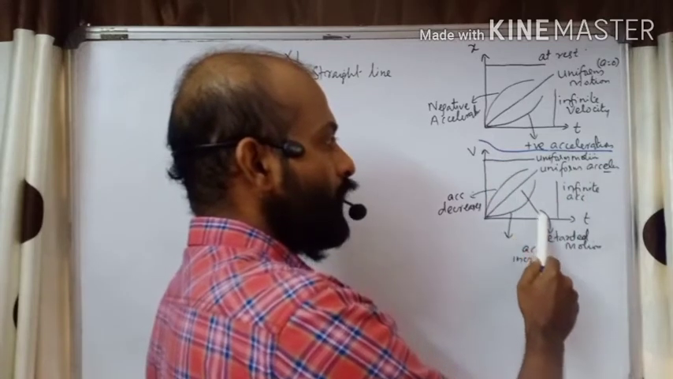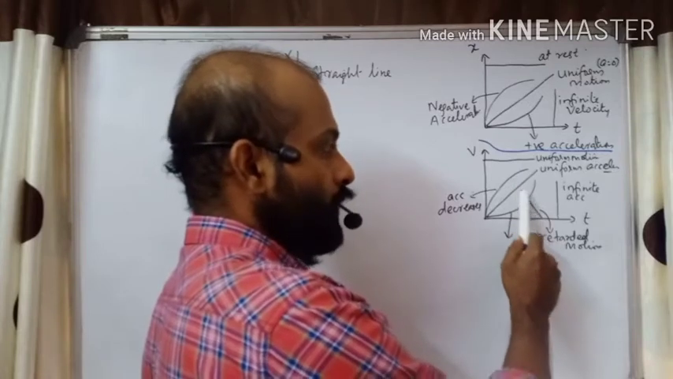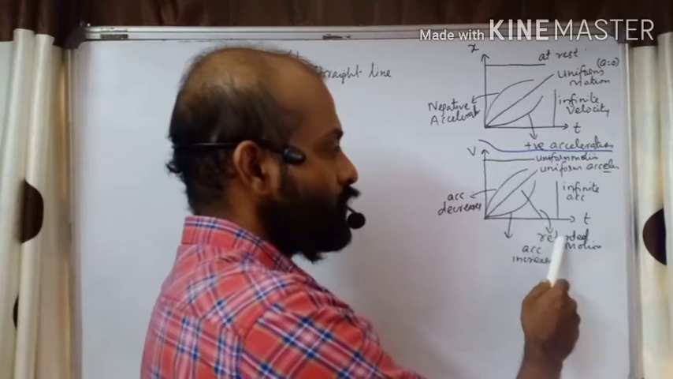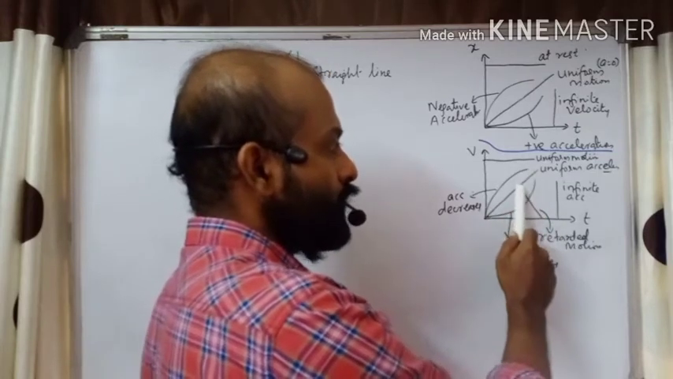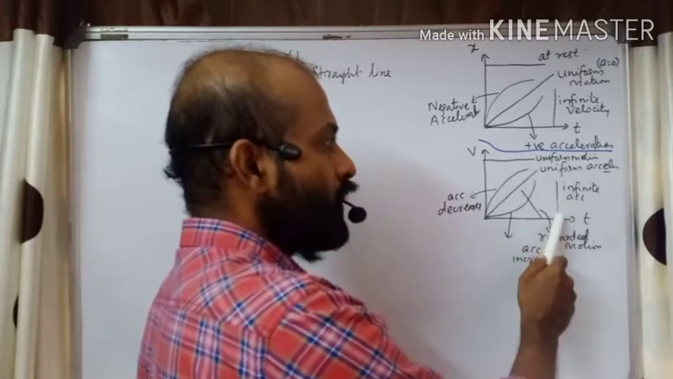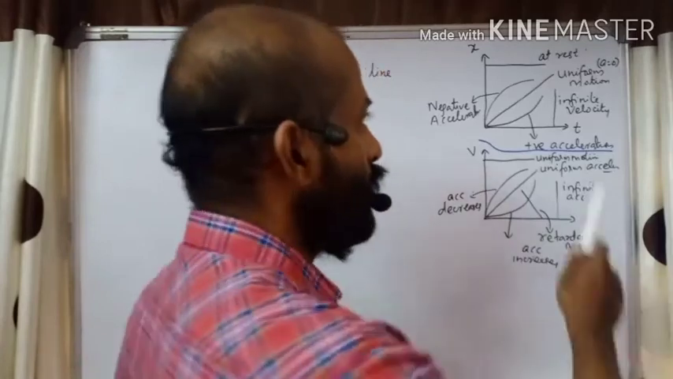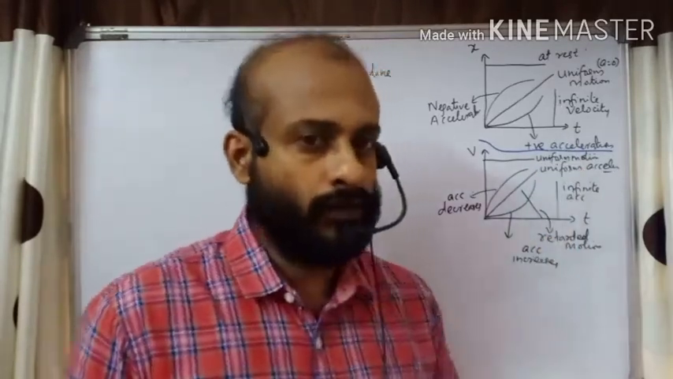Then a straight line such that the velocity decreases with the time indicates retarded motion, means retardation. Acceleration is negative here. This is acceleration positive, this is acceleration negative. And if it is a vertical line, it indicates what? Infinite acceleration. Here infinite velocity, this one is infinite acceleration. These are the important graphs.